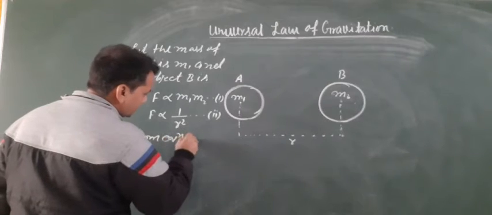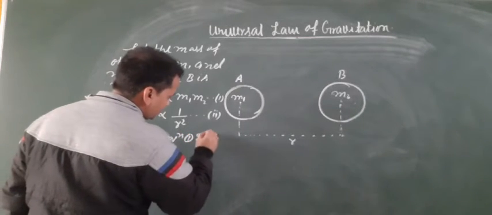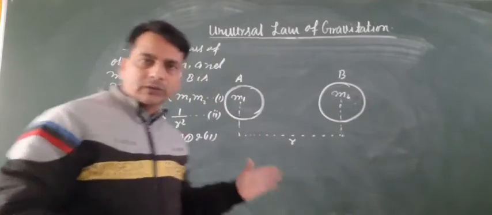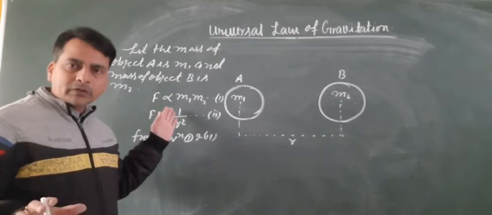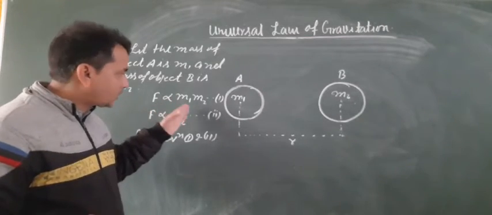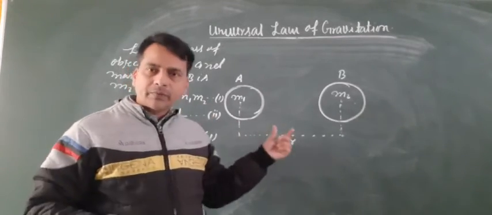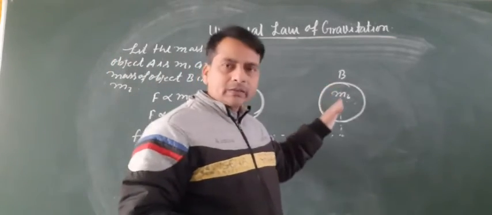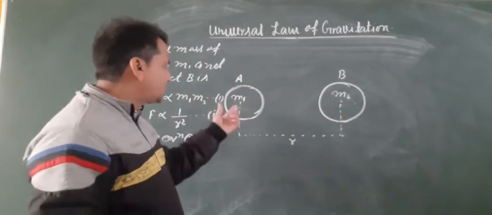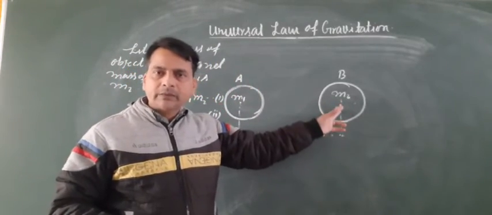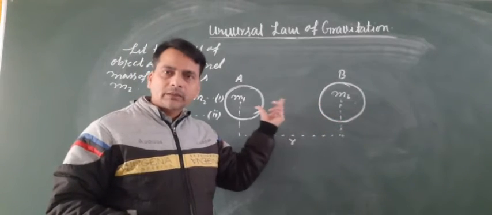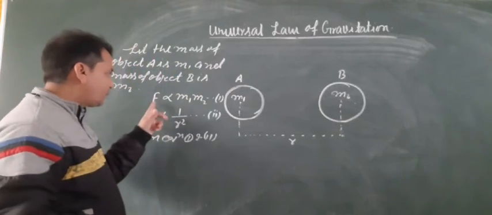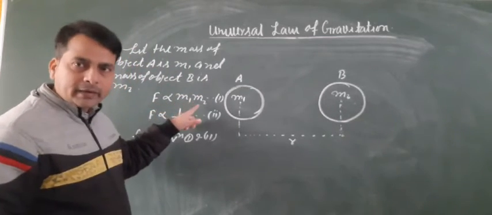Now from equations 1 and 2. The first equation: the gravitational force is directly proportional to the product of their masses, meaning the multiplication of the mass of the first object and the mass of the second object. The mass of the first object is m1 and of the second is m2, so the product is m1 into m2. Then F is directly proportional to m1 m2.